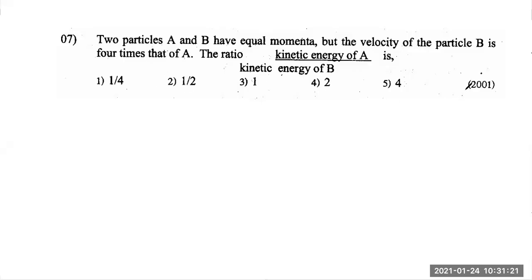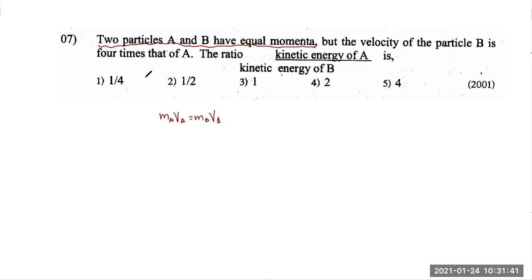Next question is from 2001 under energy. Two particles A and B have equal momenta. I'll just underline this part. This statement means they have equal momenta. So MAVA must be equal to MBVB. We can start with that.